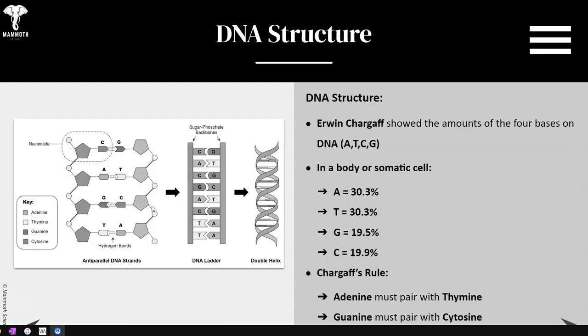So then you have DNA structure. DNA structure was proposed by Erwin Chargaff. He showed the amounts of the four bases in DNA: adenine, thymine, cytosine, and guanine. In a body or somatic cell, adenine is about 30.3%. Thymine is also 30.3%. Guanine is 19.5 and cytosine is 19.9.